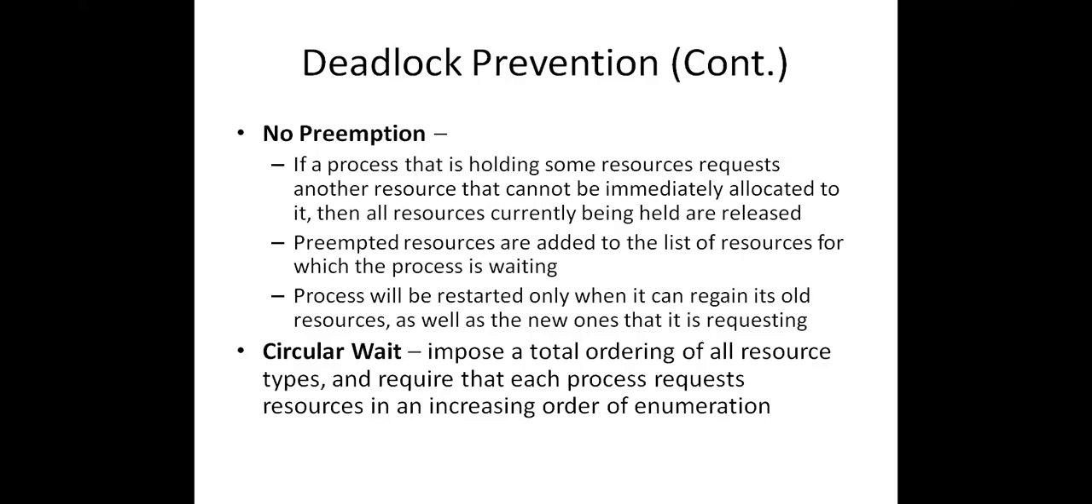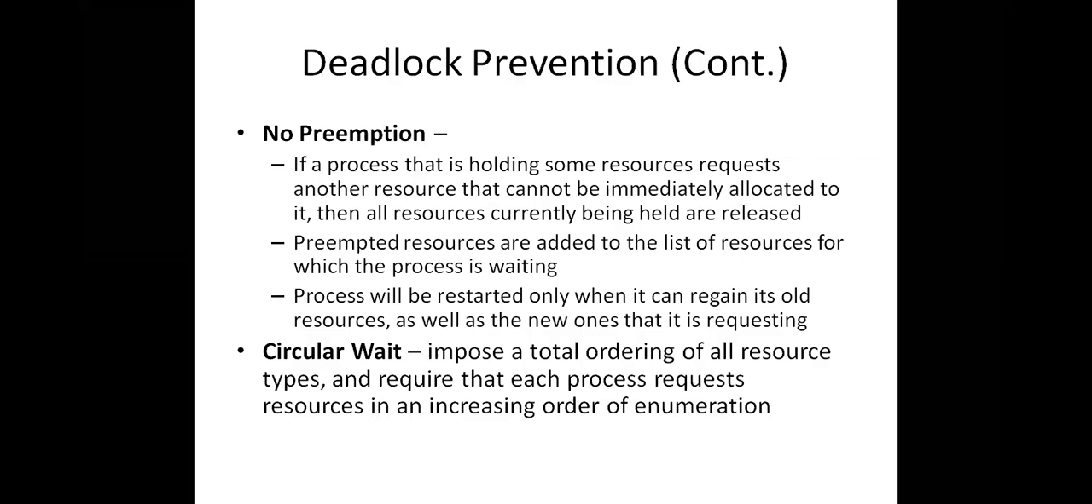So forcefully we are not taking the resources from the process. The process itself voluntarily gives the resources. Why? Because it requires another resource. According to our rule, the process should not hold a resource and wait for another resource. For that purpose, the process voluntarily releases the resource, and whenever they are available, all three are assigned to that particular process. And then circular wait.